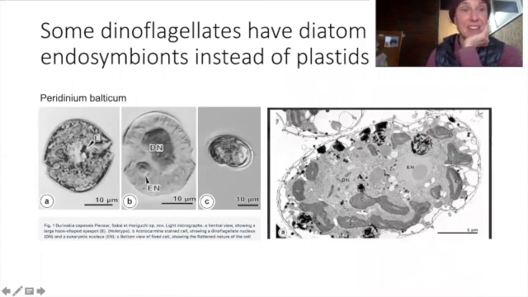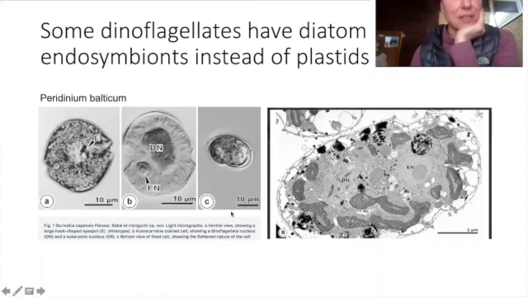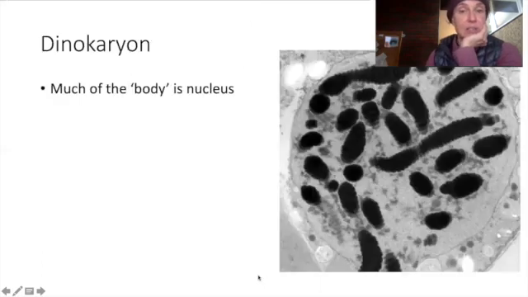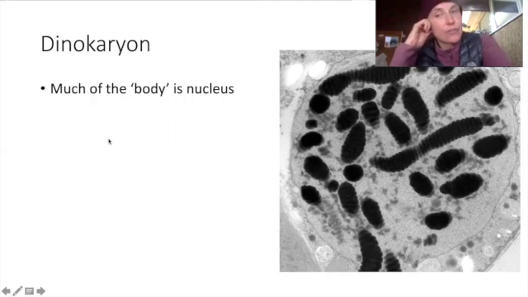Sometimes they have a diatom endosymbiont instead of plastids, right? They actually have the organism in there, and it's just a regular endosymbiosis. And maybe it's intermediate on its way to becoming a plastid, or maybe it just works just fine as an endosymbiosis.